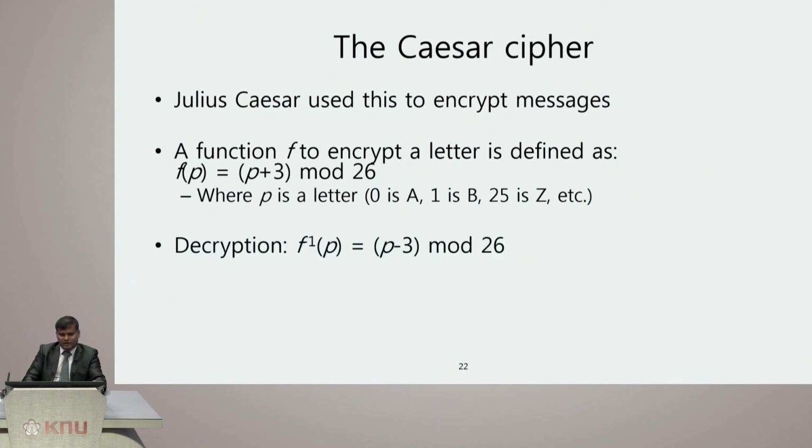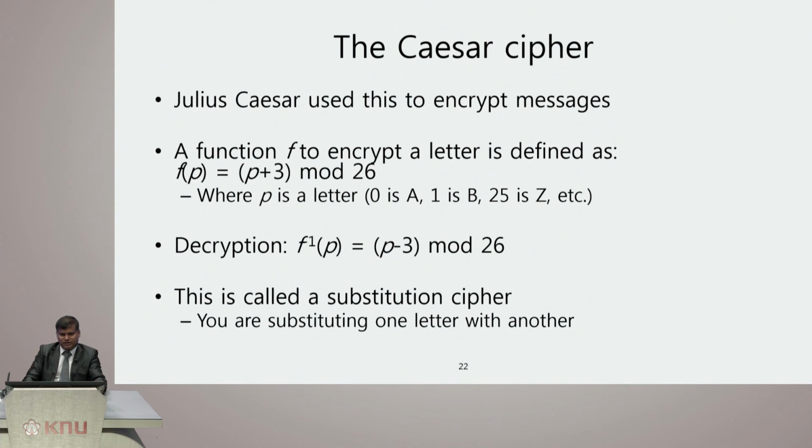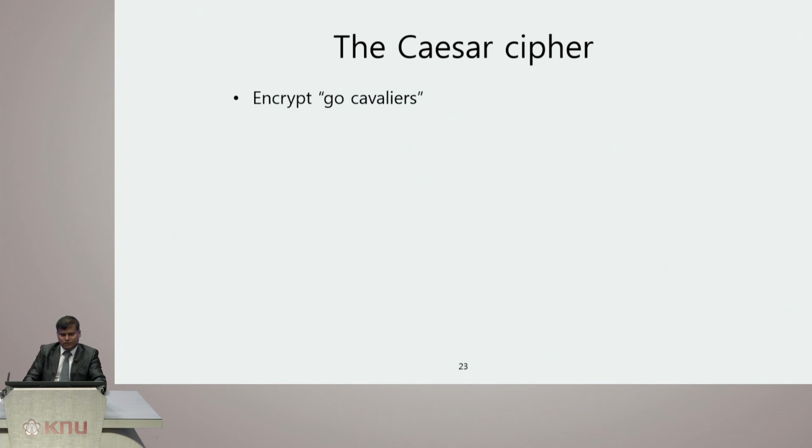So if you want to decrypt, f inverse of p equals (p - 3) mod 26. So this is called a substitution crypto. You are substituting one letter with another. So let's see how this goes on.